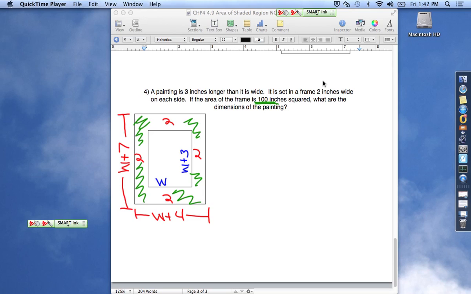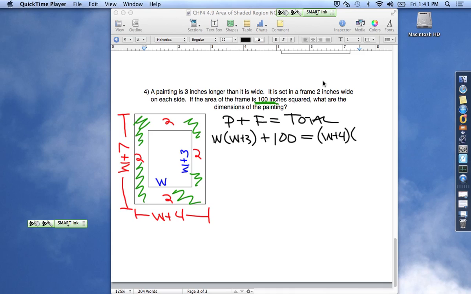And once again, you could do something as simple as the painting plus the frame equals the total. And the area of the painting would be W times W plus 3. The area of the frame is 100, and the dimensions to represent the total, and I will ask you to finish that up, bring it to class, and then we will compare answers.